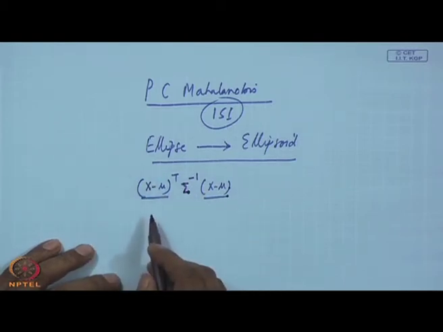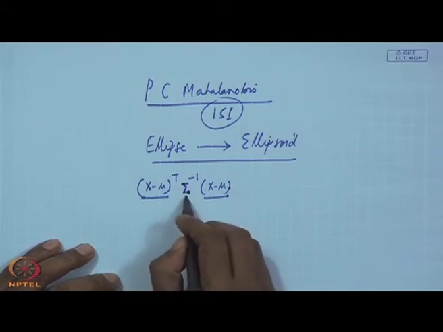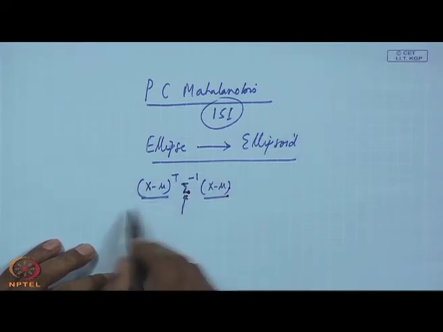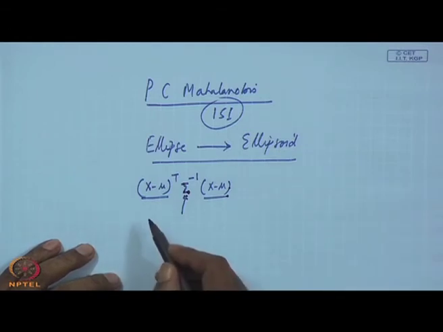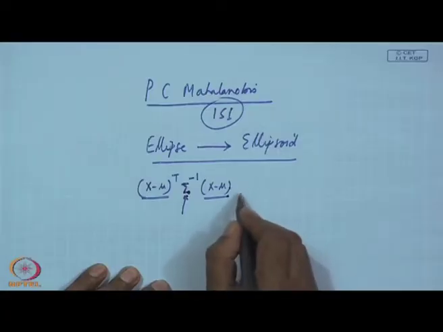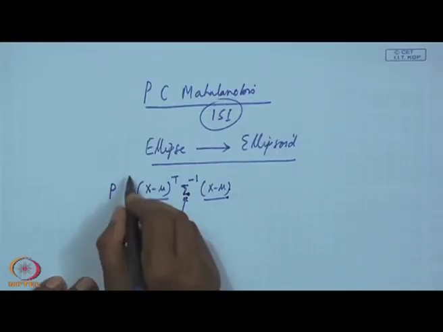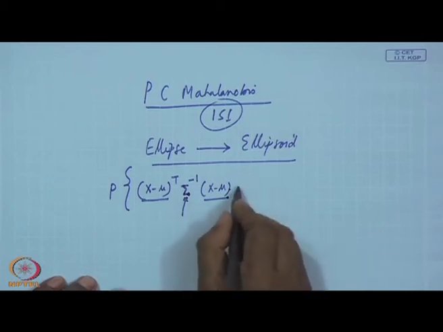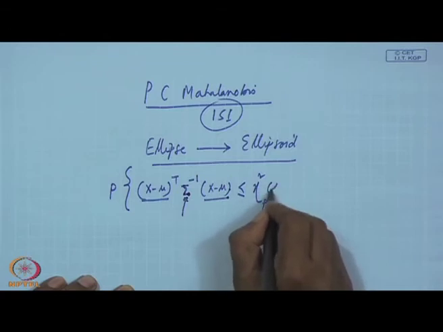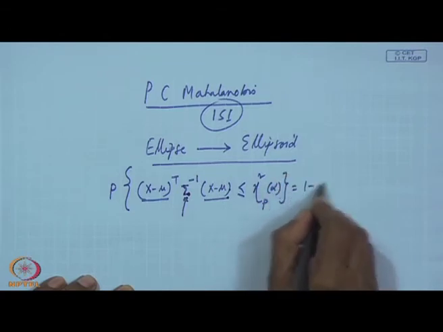Capital sigma is the population sigma, it is a constant value. So, the square of a normal is z squared, and the sum of squared z follows a chi-square distribution. So, this will follow a chi-square distribution, that is what we are saying: the probability that this value will be less than or equal to chi-square p, some alpha value, will be 1 minus alpha.